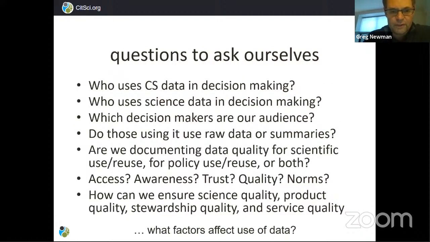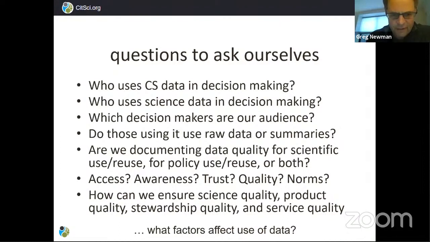So with those 3 points in mind, I just want to get your brains thinking as we go through this, thinking about who uses citizen science data. Are they using it in a science context or a decision-making context? Who are these decision makers? For those using it, are they looking at raw data observations or summary statistics? Are we documenting data quality for scientific reuse or policy reuse or both? Are we really thinking about access, awareness, trust, quality, and norms?